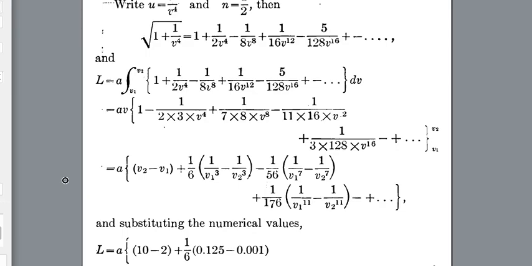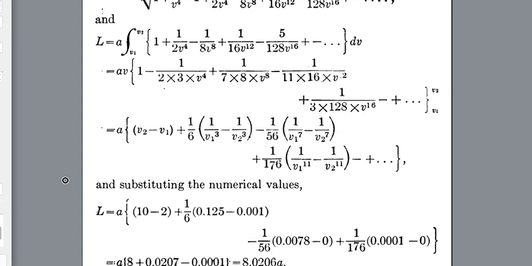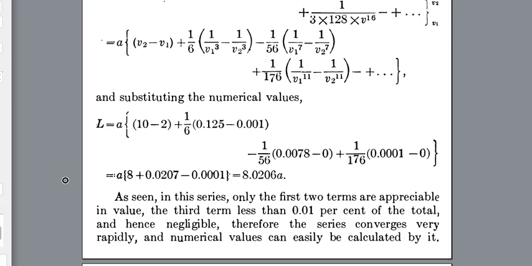Further simplification gives L equals a times the series where the terms are v₂ minus v₁, plus 1/6 multiplied by the difference of 1/v₁³ minus 1/v₂³, minus 1/56 multiplied by the difference of 1/v₁⁷ minus 1/v₂⁷, plus 1/176 multiplied by the difference of 1/v₁¹¹ minus 1/v₂¹¹, and so on.